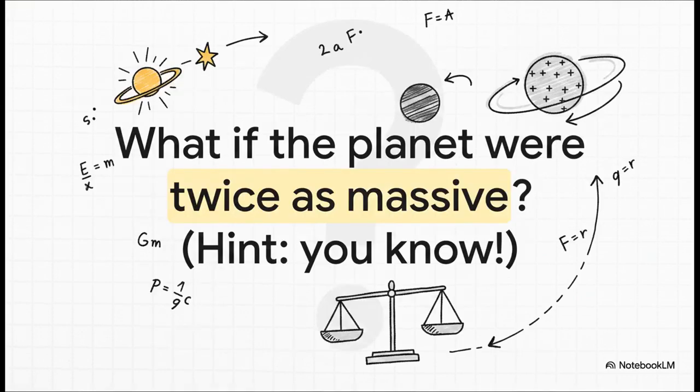So, I'll leave you with a final little thought to chew on. Based on what we discovered when we were setting up our equation, what would happen to this planet's year if it suddenly became twice as massive but kept the same speed and orbit? The hint is, you already know the answer.